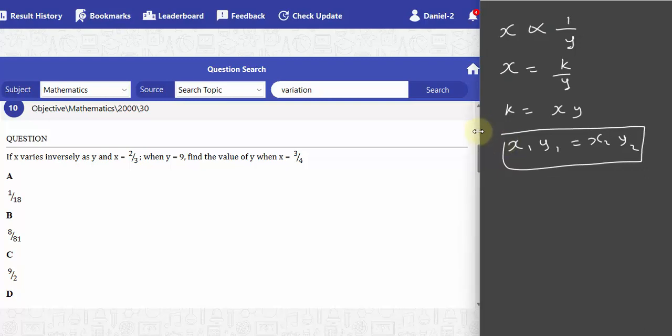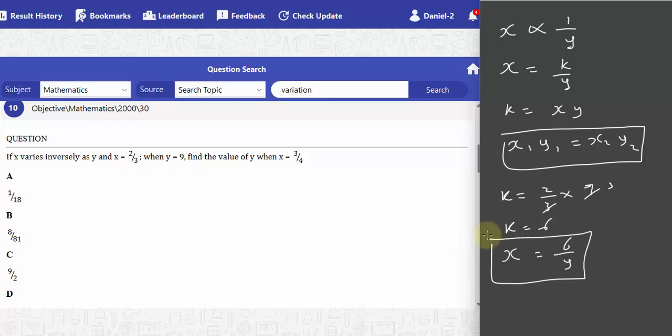To get the value of k, just plug in the value of x and y. We know that x is 2 over 3 when y is 9. If you look for the value of k, 3 into 9 gives you 3, and 3 times 2 is 6. So if you rewrite the formula after looking for the value of k, you're going to get x equals 6 over y. This is the formula that connects x and y.